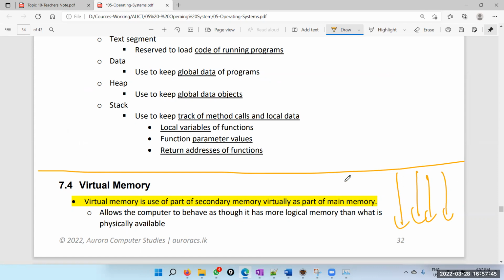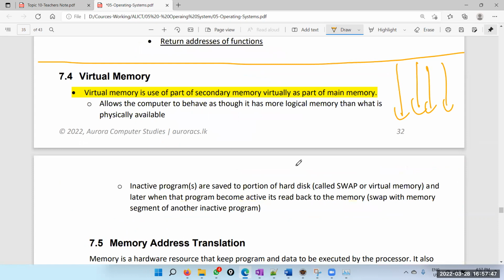Okay. I told you that there's a concept called virtual memory. Why do we have a concept called virtual memory? If our physical memory is not enough, your operating system can take part of your secondary storage, that is your SSD or hard disk, as an extension to the memory. So it's not real memory. It just looks like memory, but it's not real memory. Therefore we call it virtual memory.